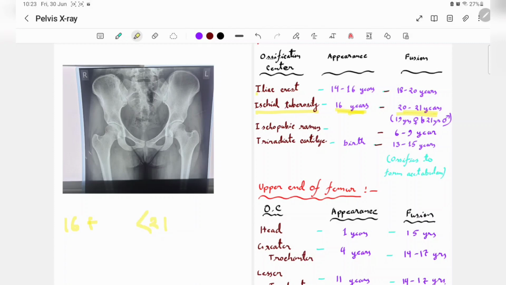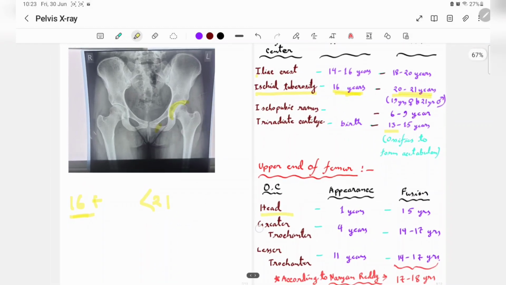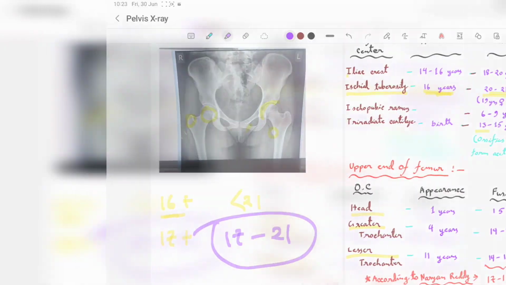Then the ischiopubic ramus is already formed. Then the triradiate cartilage is already formed. So he or she is of course 13 plus, as he or she is 16 plus. Now let's see the head, greater trochanter and lesser trochanter. They have already appeared and fused. So you can say that he or she is 17 plus. Now by this data you can say that he or she is 17 to 21 years of age.